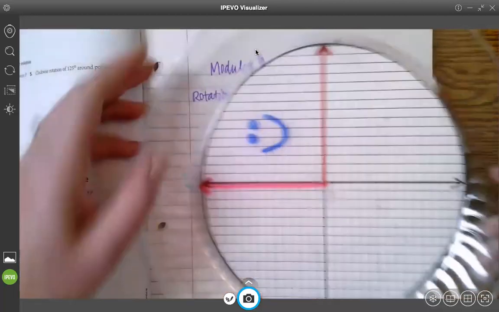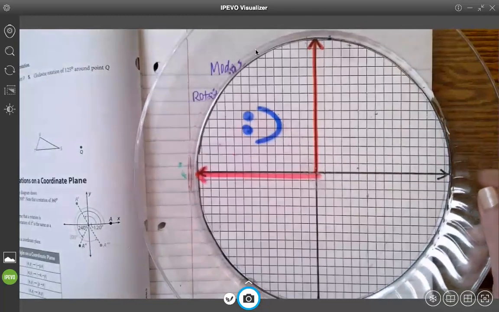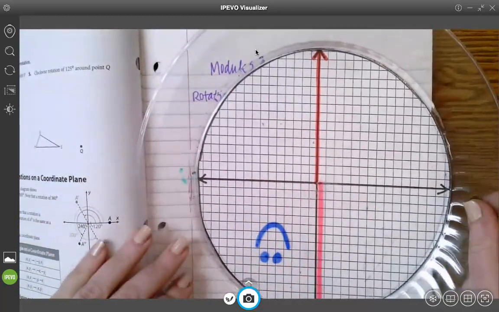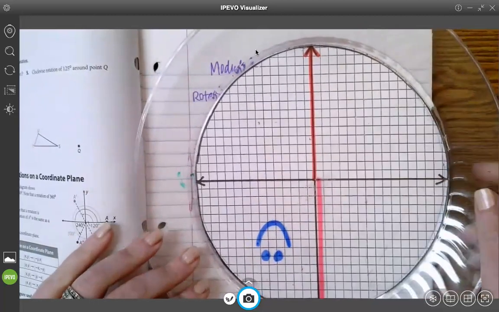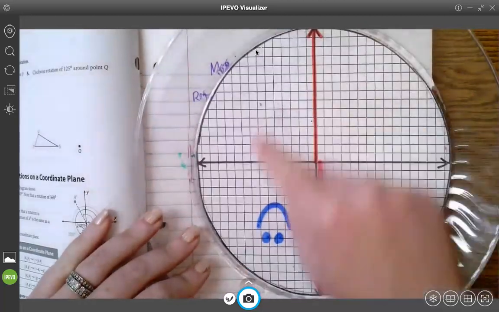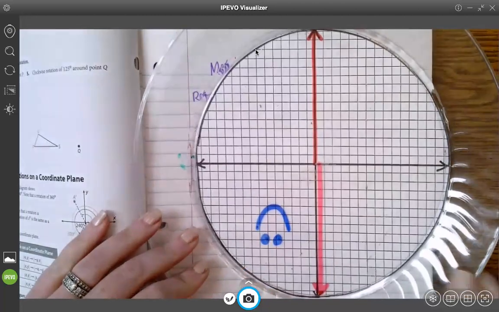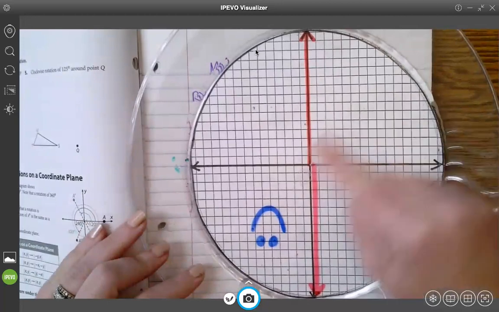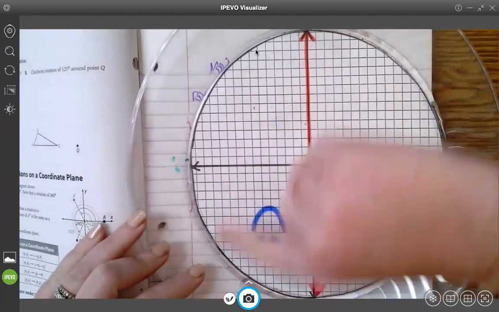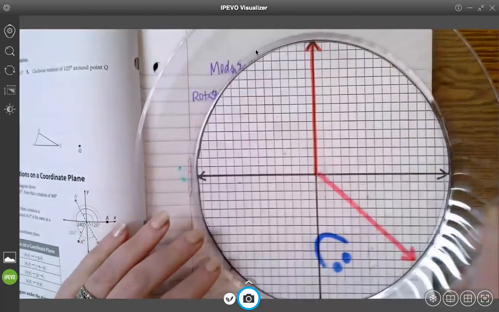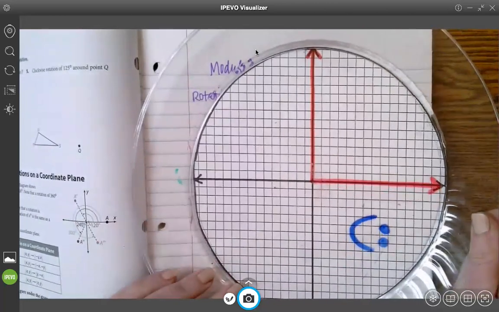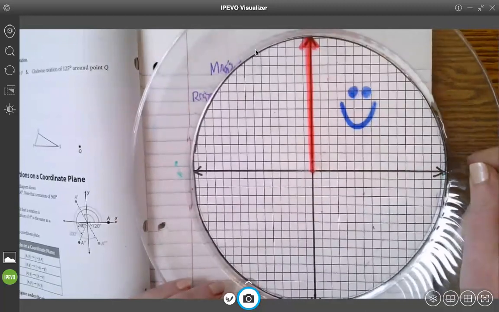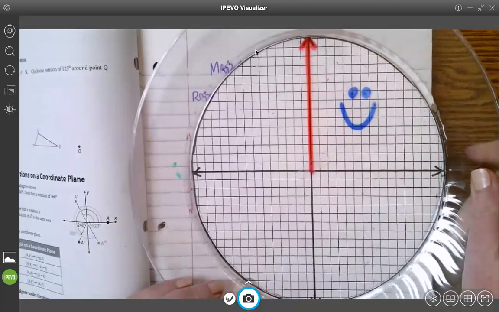If I were to rotate it 90 more degrees for a total of 180, these two should line up, I would move it all the way around. And it would basically be the upside down version of where it started, except instead of being in this quadrant, it's now down here. So it has spun all the way around. 270 degrees of rotation would be like that. And then 360 degrees, as you'll notice, puts our little smiley face right back where it started.